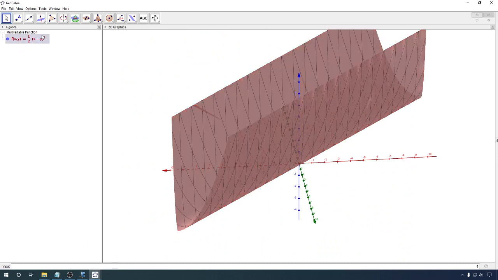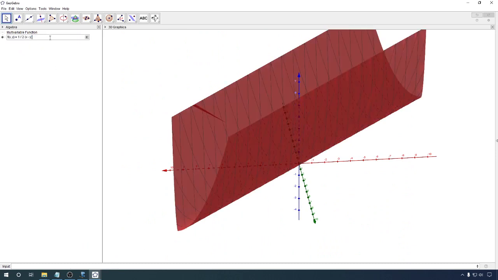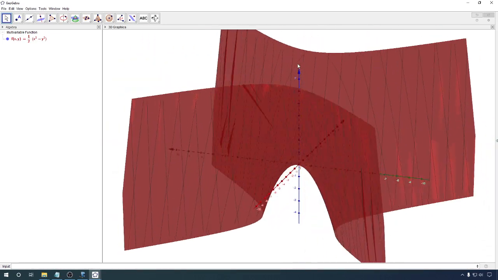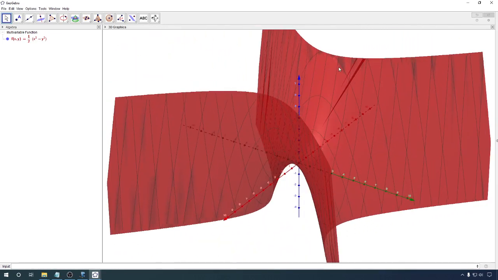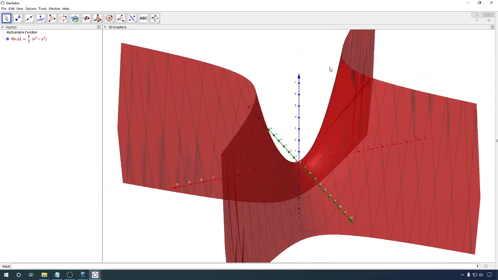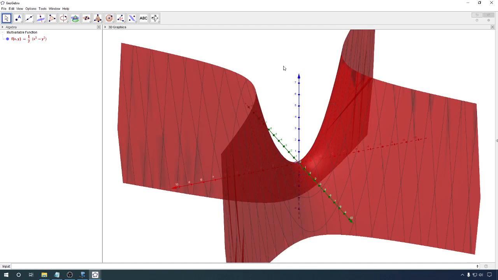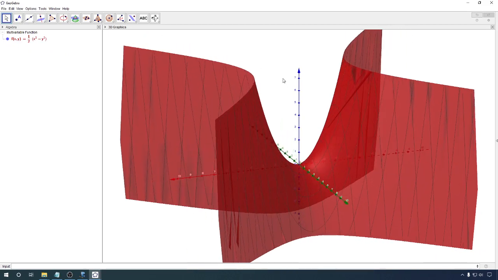So if we go ahead and modify this, our new function looks something like this. In fact, this is our stereotypical saddle surface. I guess maybe the stereotypical one would be x squared minus y squared without the 1/2, but the 1/2 is really only modifying it. It's shrinking things down in the vertical direction.